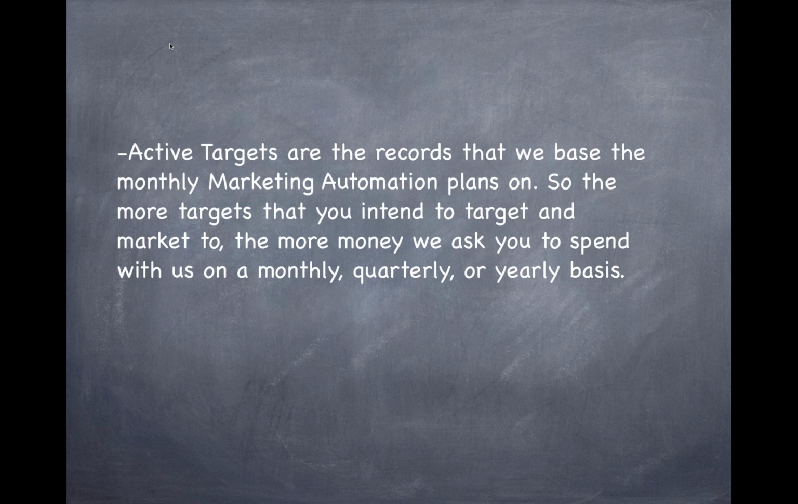Well, active targets are records that we base the monthly marketing automation plans on. So the more targets that you intend to target and market to, the more money we ask you to spend with us on a monthly basis. Now, I imagine that many of you have looked in your database and realized that you might not want to target every single record for a campaign. Your database might house 50,000 records, but maybe only 10,000 of those records are the ones that you might want to market to. So you might be asking yourself, Ryan, how can I make sure that those additional 40,000 records don't interfere with my payment plan? Don't worry, we've got you covered.